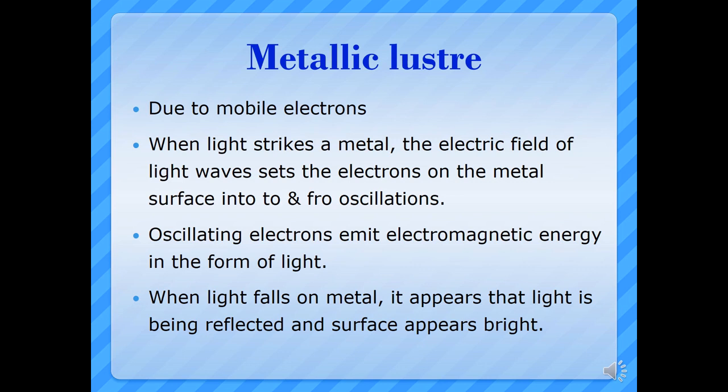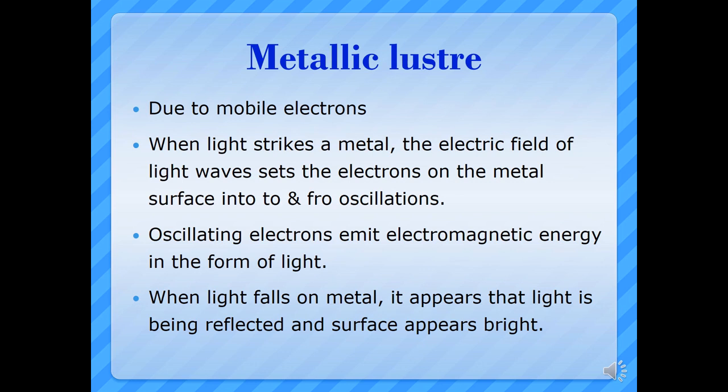Actually, it is not the light that is falling on the metal that is emitted back or reflected back. There is some other process going on here. When light first falls on the metal, the electric field of the light will interact with the electrons of the metal lattice, so that the electrons of the metal will undergo to and fro oscillations. And since the electrons are charged species, these oscillating electrons will emit light. But what appears to us is that light is falling on the metal and it is getting reflected back. Actually, that is not happening.